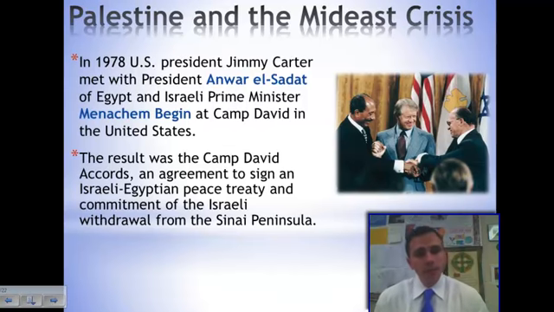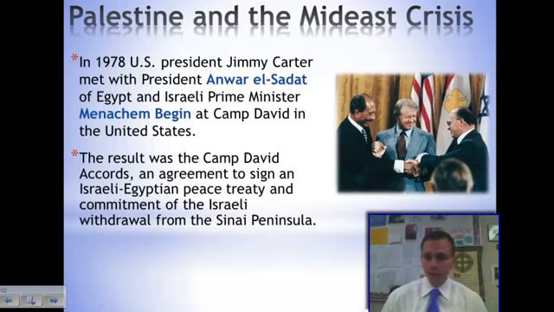In 1978, U.S. President Jimmy Carter met with Anwar al-Sadat of Egypt and Israeli Prime Minister Begin at Camp David in the United States. The goal of this was to come up with some type of peace settlement. The result, known as the Camp David Accords, was an agreement to sign an Israeli-Egyptian peace treaty and a commitment of the Israeli withdrawal from the Sinai. Even though this agreement happened, not all the Arab countries recognized it. They didn't all come aboard, and many outright opposed this particular act.